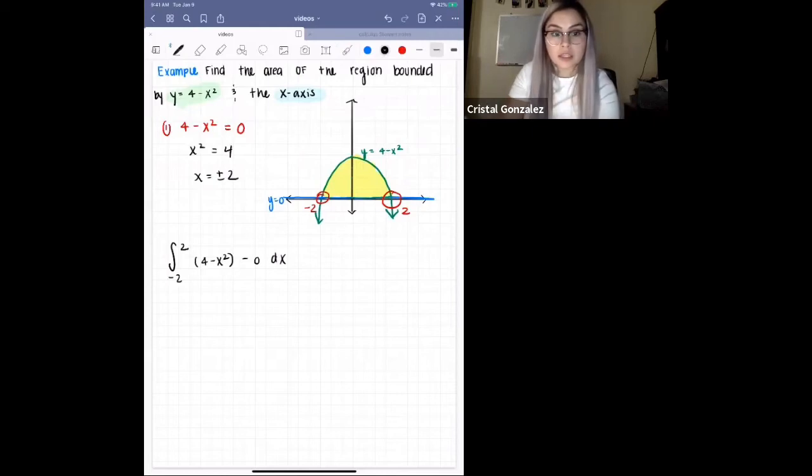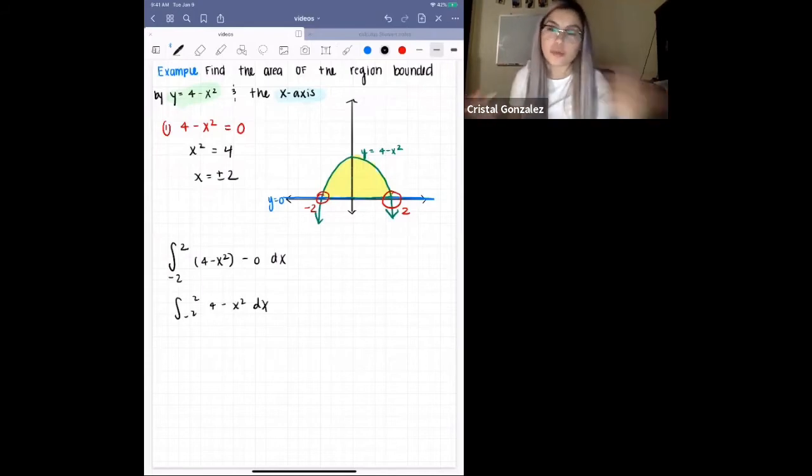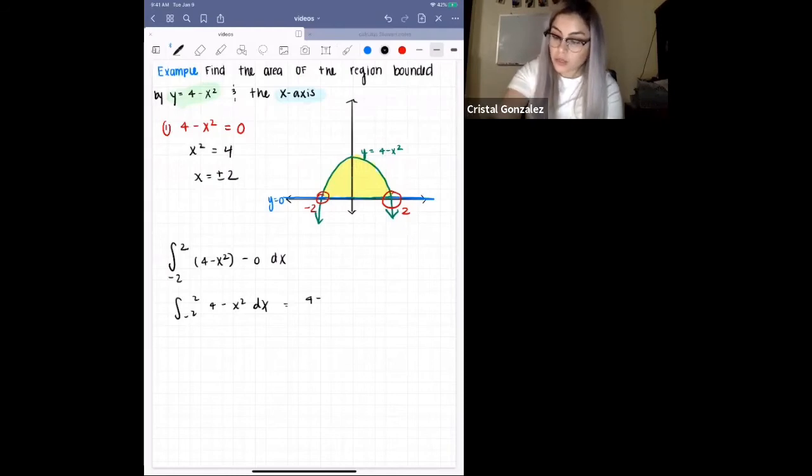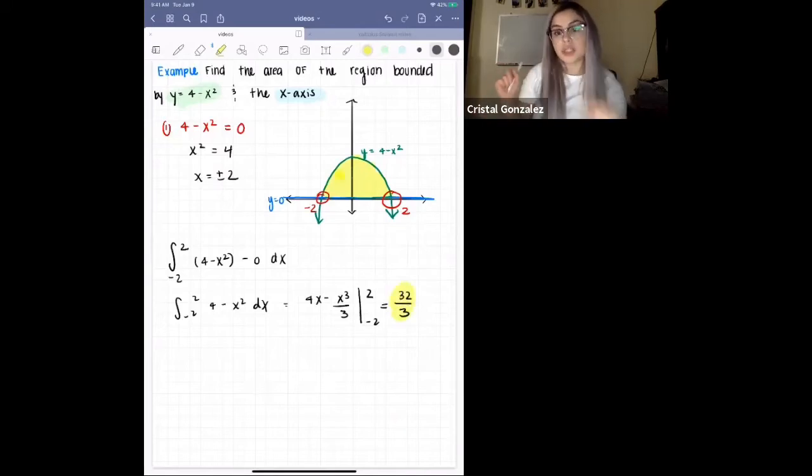And so after this, all we have to do is integrate this, and this is the same thing as the integral from -2 to 2 of 4 minus x squared dx, and it's nice because that 0 just really goes away. We don't have to deal with it. We integrate this and we'll get 4x minus x cubed over 3, evaluated from -2 to 2, which is equal to 32 over 3. And so this gives us the area of our yellow region here.